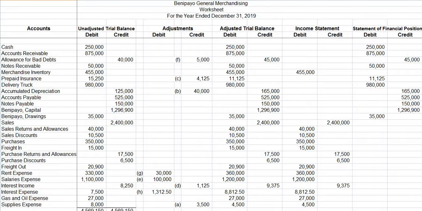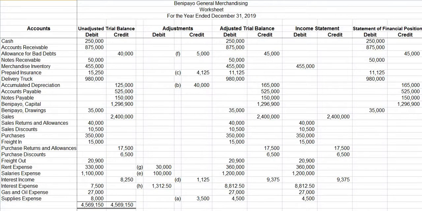After writing the column headings, look at the unadjusted trial balance, which was done as part of step number 4 of the accounting cycle, and copy all the account names there to this first column of the worksheet, and their respective balances or amounts to these first 2 money columns. That is the reason why these first 2 money columns have the heading unadjusted trial balance, because the figures here come from the unadjusted trial balance done in step number 4.